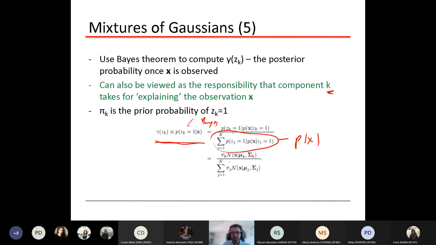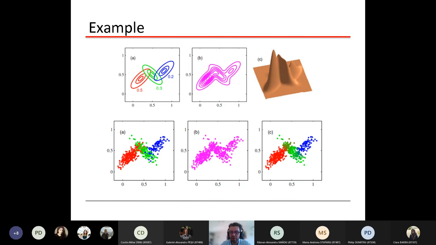Cool, and what is the responsibility? It's a value that tells how much the k-th component is responsible. The k-th component gets the value of the mixing coefficient multiplied with the actual value of the distribution for this point x, divided by the sum over all the Gaussians, the mixture model. So how much weight the k-th Gaussian provides from the mixture of Gaussians, from all the Gaussians? This is how you should interpret it. This is the responsibility, or how much of the point x is explained by the k-th Gaussian. And of course, we have K Gaussians, and each Gaussian will have a responsibility.